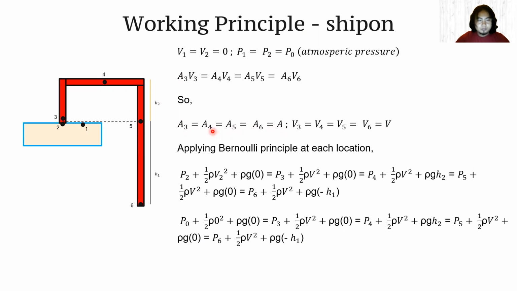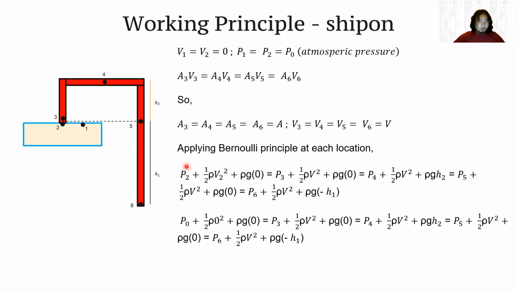And then from this, if A3, A4, A5, and A6 are the same, then V3, V4, V5, and V6 will also be the same. Therefore, I write it here: V3 equals V4 equals V5 equals V6 equals V. And by applying the Bernoulli equation at each location, we'll have this equation.